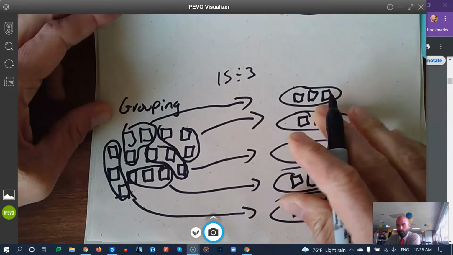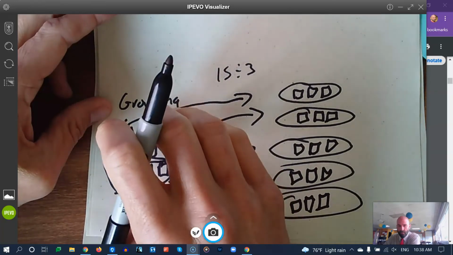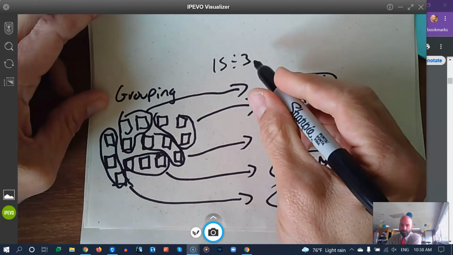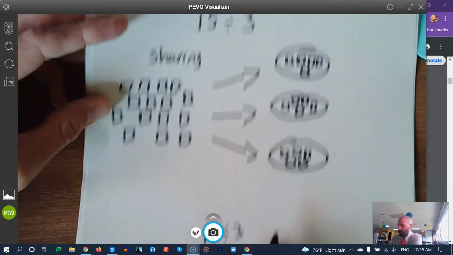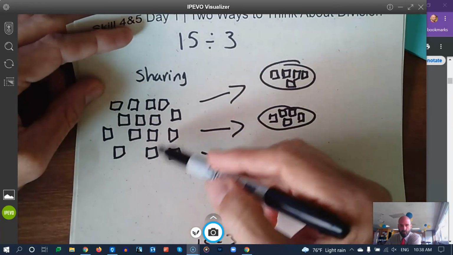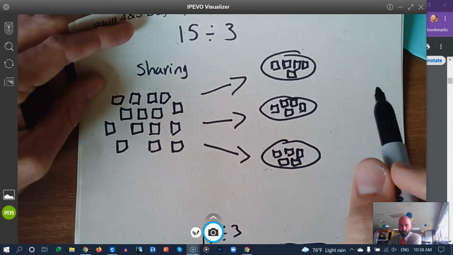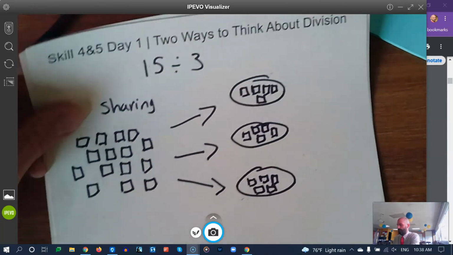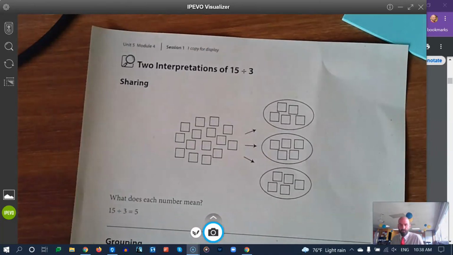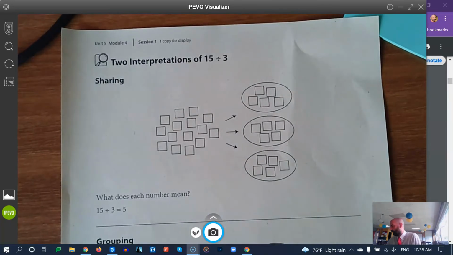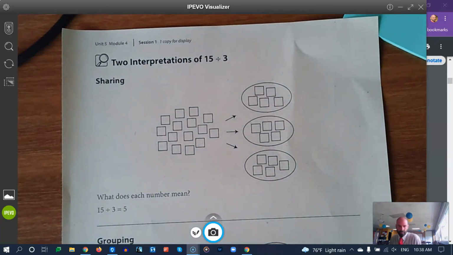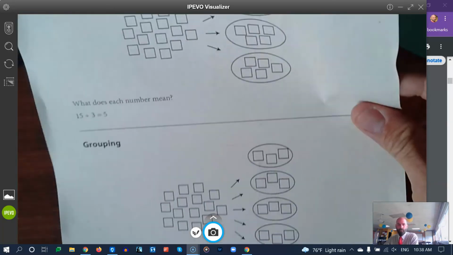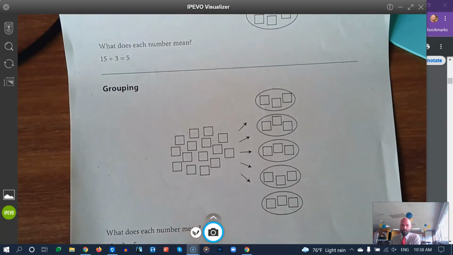Okay, so again, we have a grouping when we take this whole and we start to put it into the groups of my divisor. And we have this idea of sharing. So I have this group and I'm going to split it up into these 3 different groups, okay? So at this point, I want you to turn the page, and you should be on a page that looks something like this. And we're going to talk about each number and what it means. So when we have this sharing context, what does that mean? And when we have a grouping context, what do the numbers mean?